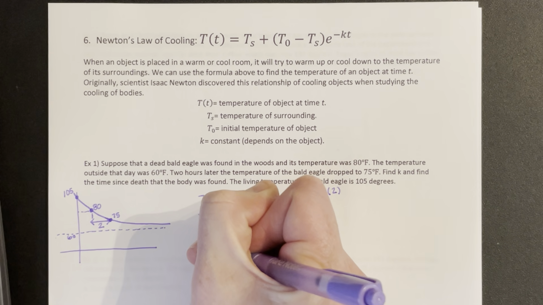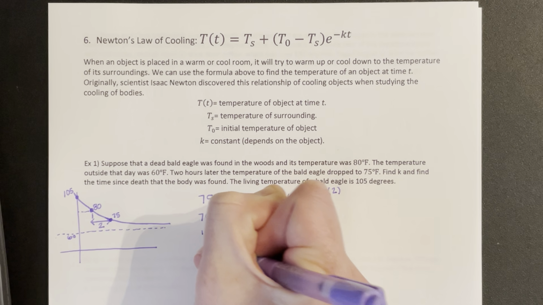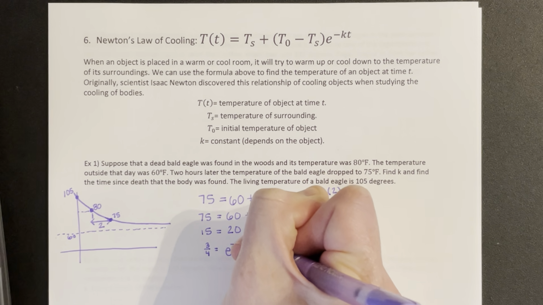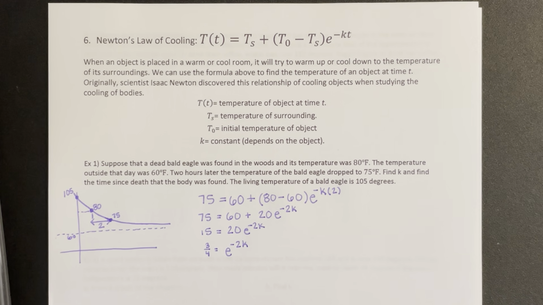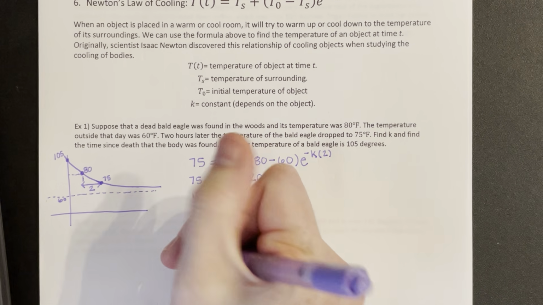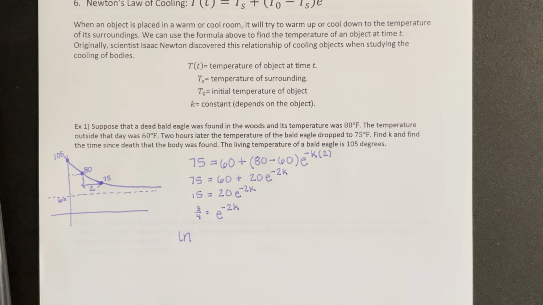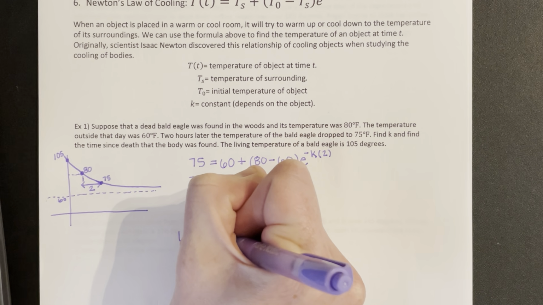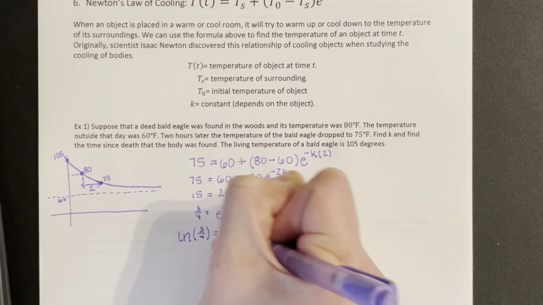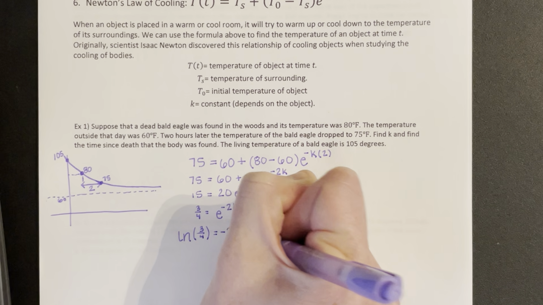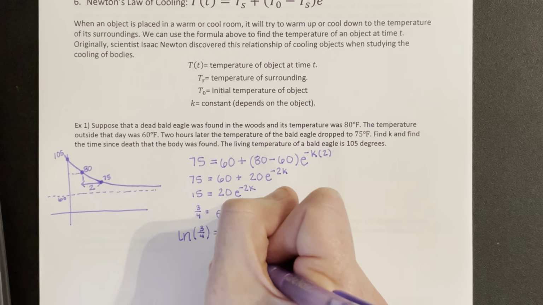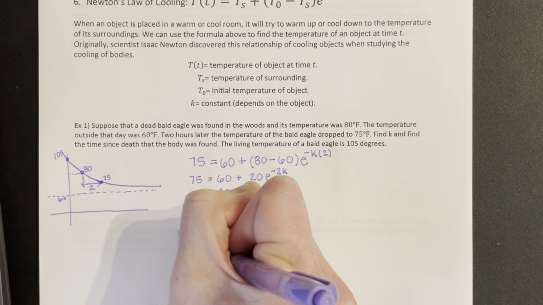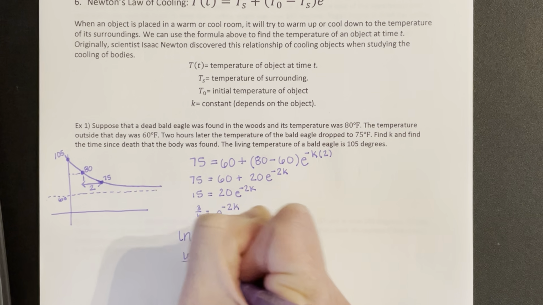So 0.75, or 3/4, equals e to the negative 2k. Just like all the others, we're solving for the exponent, so I need to convert to a log, but we're in base e, so it's a natural log of 3/4 equals negative 2k. We divide by negative 2, so k is the natural log of 3/4 divided by negative 2.